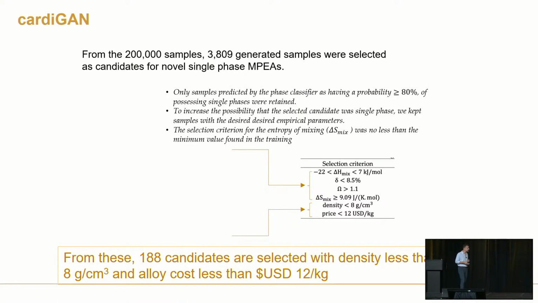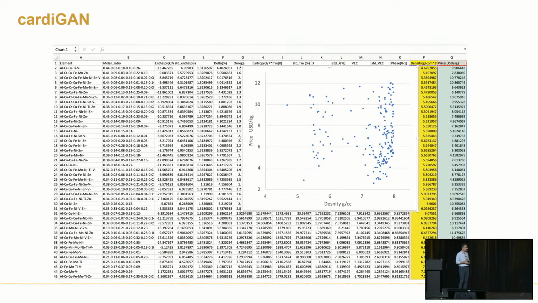Right, so it turns out what we did was we created 200,000 samples. 3,809 were selected as candidates for novel single-phase multi-principal element alloys. So using this model, we could have some fidelity that they were going to be single-phase. At least we thought. There's a bit of a plot twist at the end. And a down selection. Now, if you down select to try and get the complete optimum criteria, where you would ideally get a face-centered cubic alloy, something with a low density and something with a relatively low price, we distilled it down to around 188 alloys, and this is where you plot them.